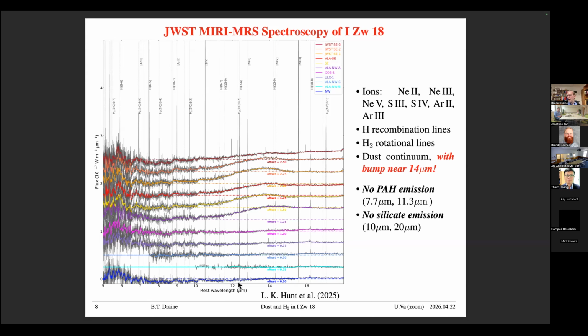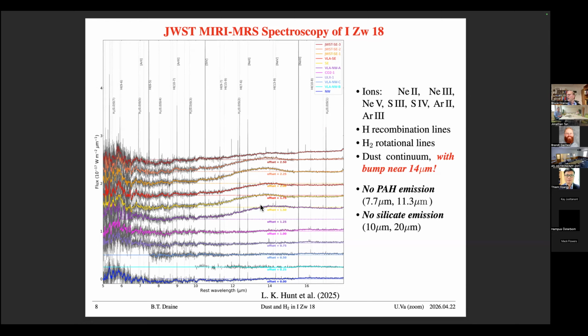So if you look, say, at this particular position down here, that's the position called Northwest in the previous figure, there's really not any evidence of continuum emission out here. It's more or less consistent with zero. You could argue about whether there's a significant excess over zero, but it's really down there in the noise.